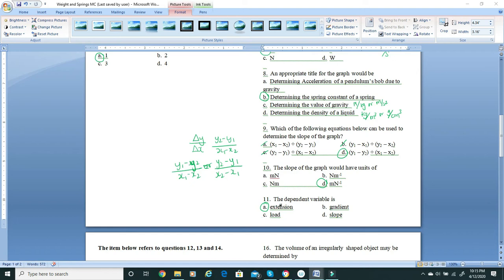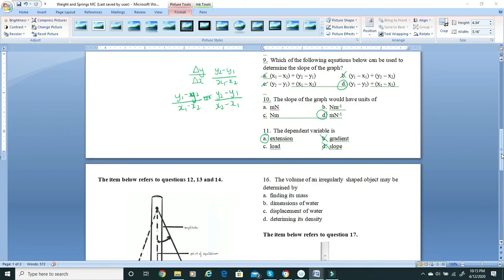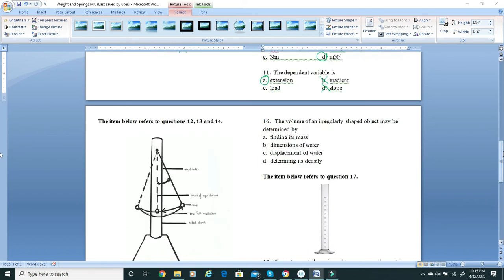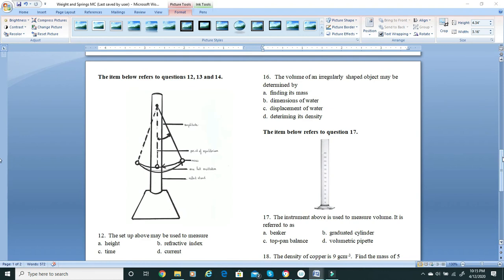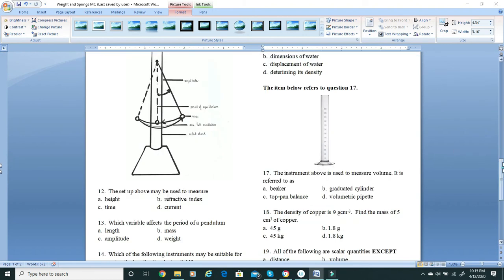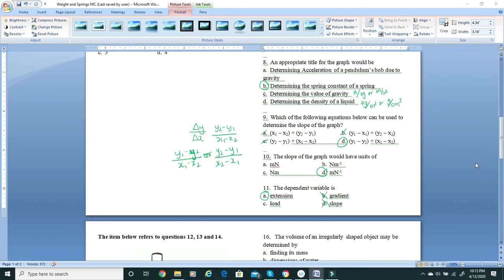It wouldn't be load. There's only two really possible choices here, because we only had two axes: the extension, which was the y, and the load, which was the x. The gradient is the slope. So those two are not even possible. You shouldn't have even suggested those two. Okay, so looking at the drawing for question.